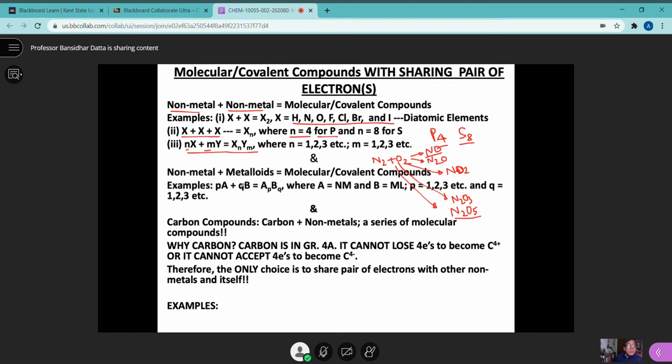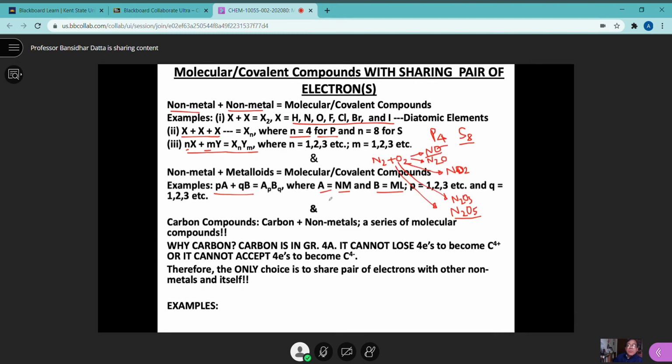So that's the one set of molecular compounds, with a non-metal plus non-metal. How about non-metal plus metalloids? You can also have molecular compounds too. Non-metals plus metalloids, same thing. Pa plus Qb. P is the coefficient, Q is the coefficient, the number, and you can make AP and BQ, where A is the non-metal and B is the metalloid. Once again, P is 1, 2, 3, 4, 5, and Q is 1, 2, 3, 4, 5. Same way you can do that.